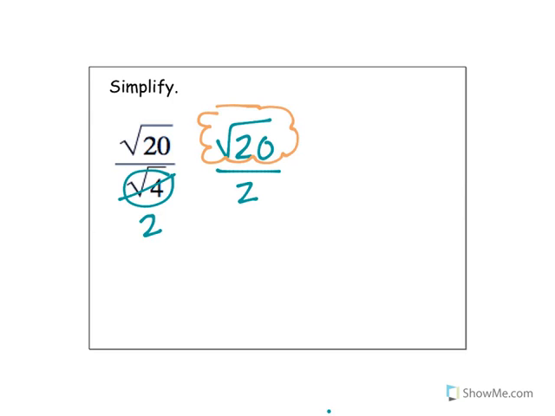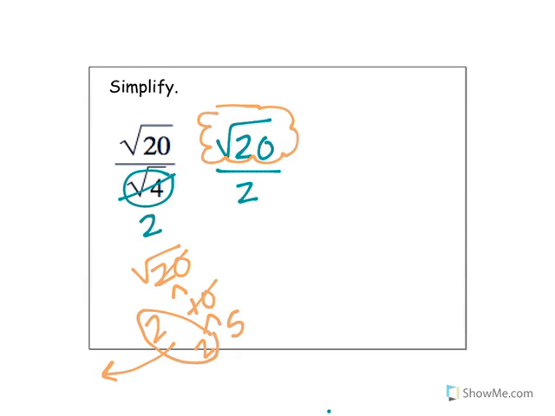So it's been a little while since we simplified. So let's take a look at this using a tree. I'm going to do 2 times 10, 2 times 5. And remember, we're looking for pairs. If it has a pair, it can leave the house. So this 2 gets to leave. And this 5 is left by itself. So I have 2 root 5 over 2.